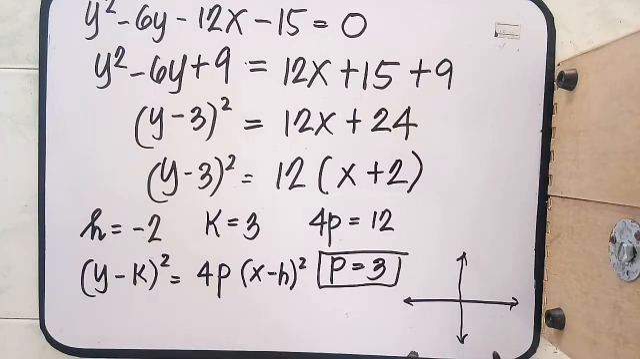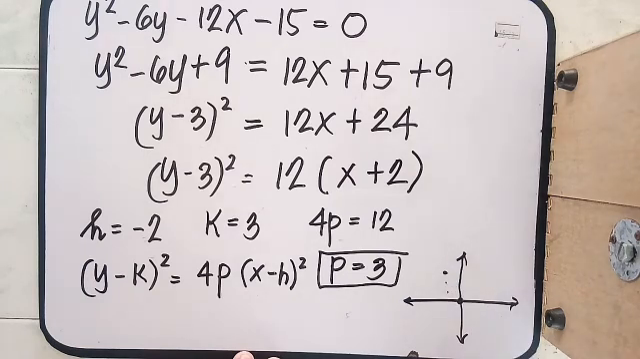Since the square is in y, maybe our graph is the one on the left side or right side of our Cartesian plane, because the square is on the y. Now, if we roughly locate it, since the vertex is negative 3, negative 2, maybe our vertex is here.